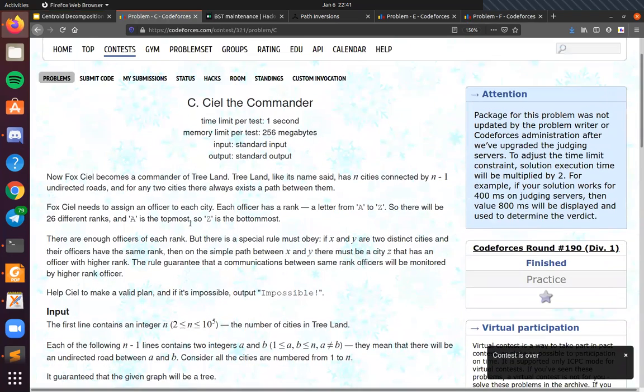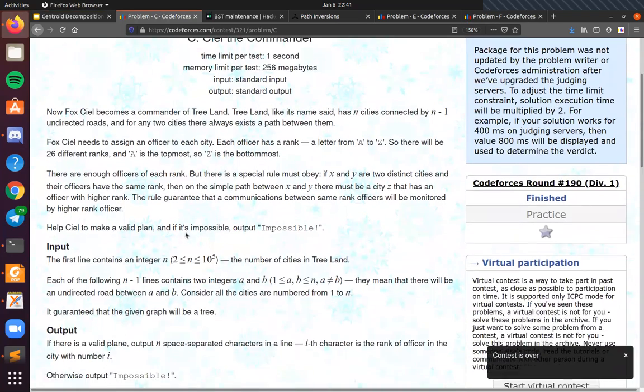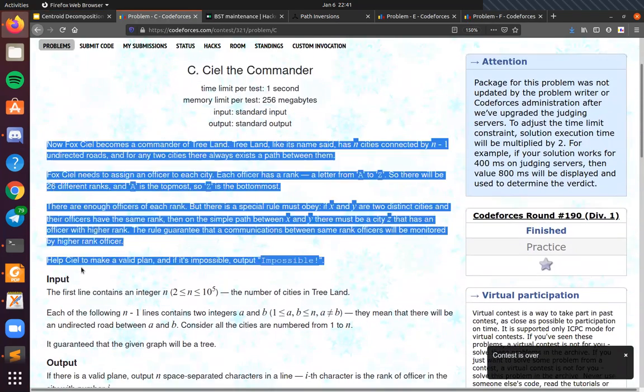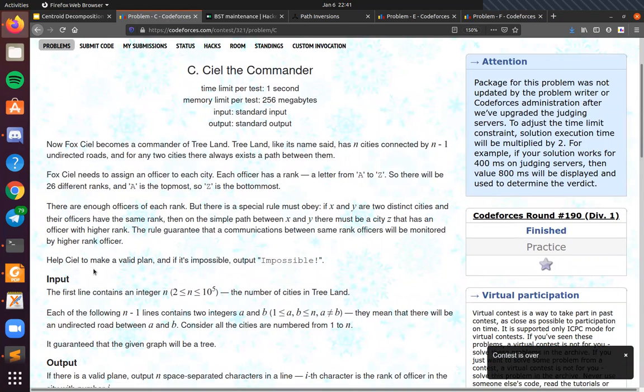So this is a very easy problem. This is just an illustration of why centroid decomposition is useful. So read the problem. Now Foxhill becomes a commander of Treeland. Treeland, like its name says, has n cities connected by n minus one undirected routes, and for any two cities there always exists a path between them.